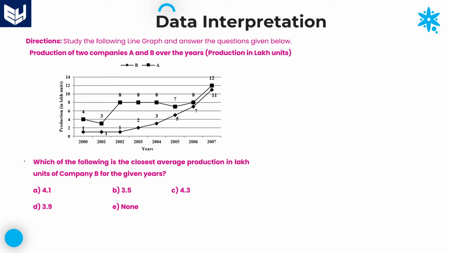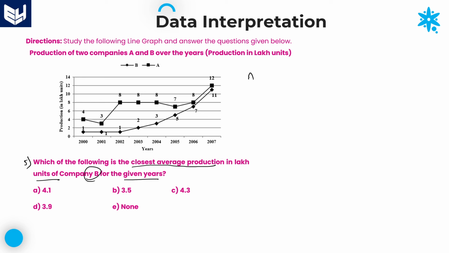Last question in this session, the fifth one. Which of the following is the closest average production in lakh units of company B for the given years? We have to calculate the closest average production in lakh units of company B, for the given years.